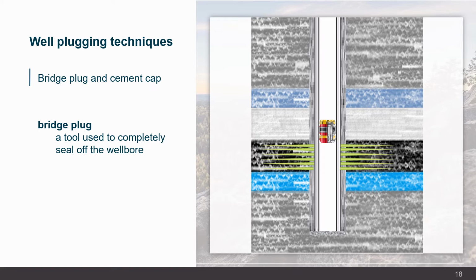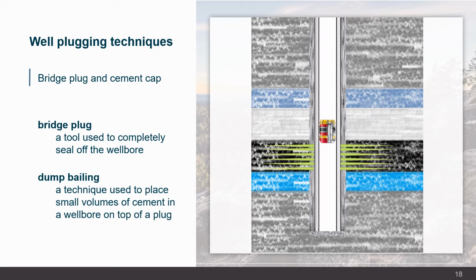The most common technique for placing a cement cap on top of a bridge plug is to use something called dump bailing. Dump bailing is a technique used to place small volumes of cement or other liquids in a wellbore on top of a plug. In this case, when we refer to a small volume, that's still the equivalent of 8 vertical meters of cement on top of the bridge plug.